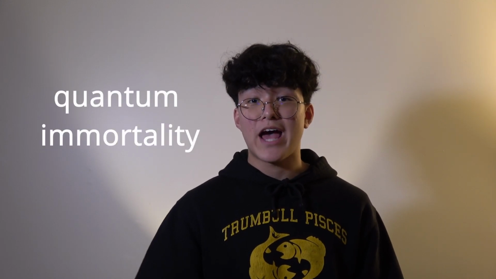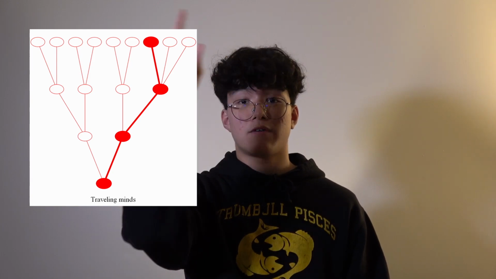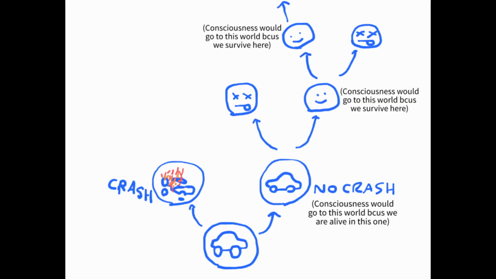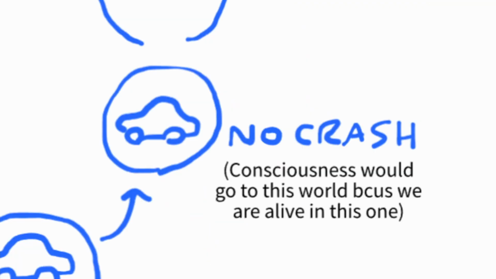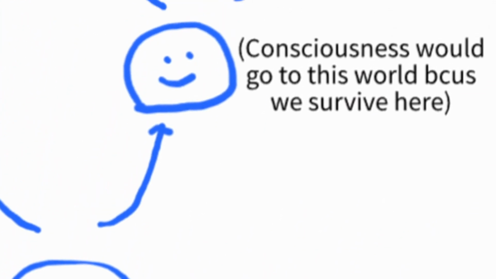And then with the many worlds interpretation comes quantum immortality. Quantum immortality is where our consciousness will follow through the branches where we continue to survive. So let's say I'm driving my car and then I crash. Now there are two different branches of the scenario. One where I don't crash, and one where I do crash. And so my consciousness will go to the branch or the world where I survive. And so from the POV of the person's consciousness, it will always just continue to go to the branch or the world where we continue to survive, meaning that we are technically immortal.